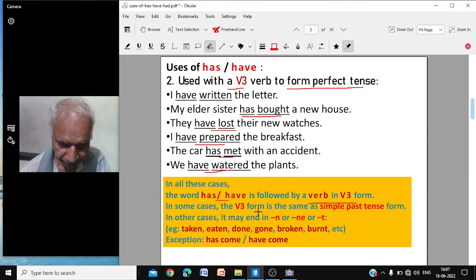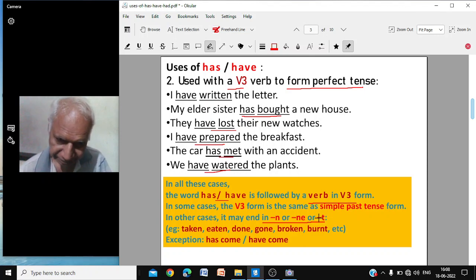Now the V3 verb can be the same as simple past tense, but in other cases it will end in N or NE or T, like taken, eaten, done, gone, broken, burnt. The only exception is come, where we say has come, have come. We don't say has came, we say has come or have come.